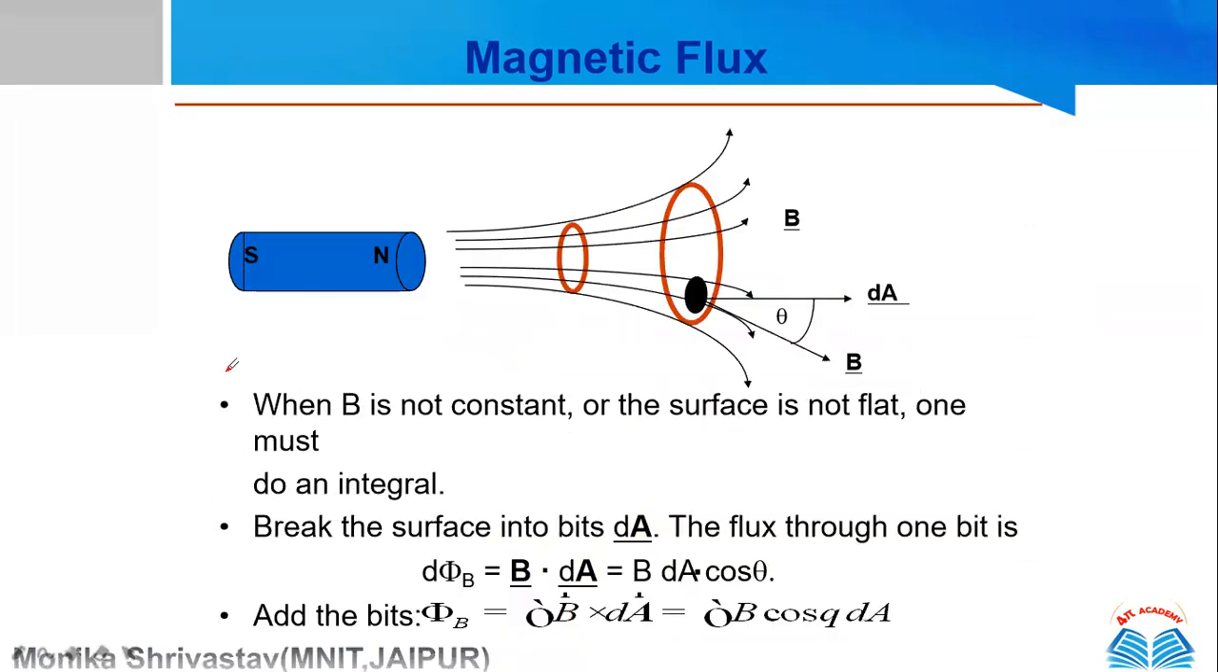So this was your magnet. This is some rings like a coil, that coil we are talking about, and these are magnetic field lines, and the angle between B and dA is theta, and this is the formula of that magnetic flux. You know this thing. Okay, we can write it as B dot dA, that is B dA cos theta.